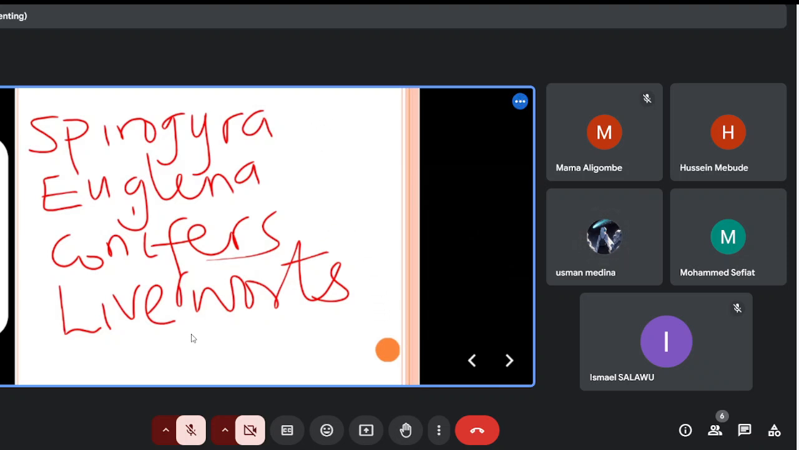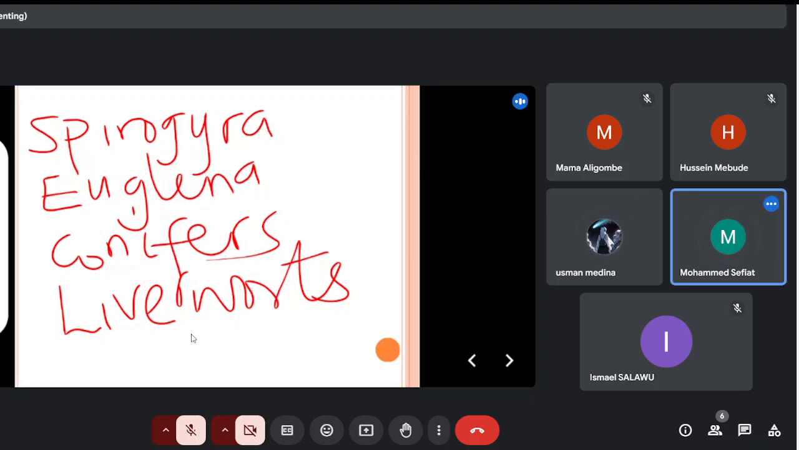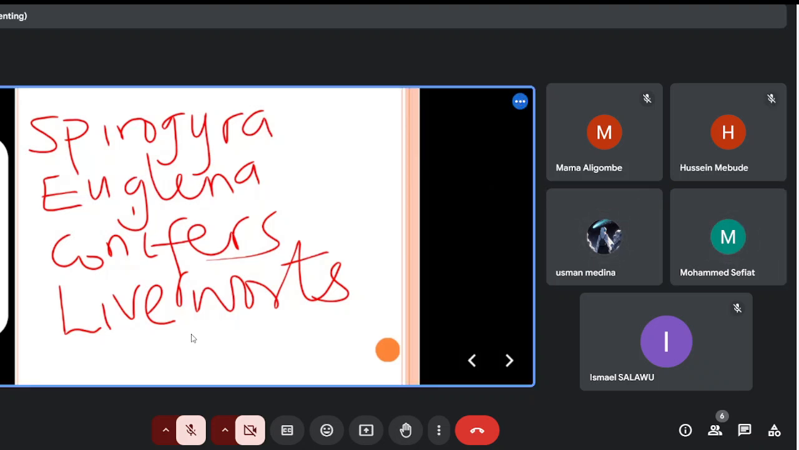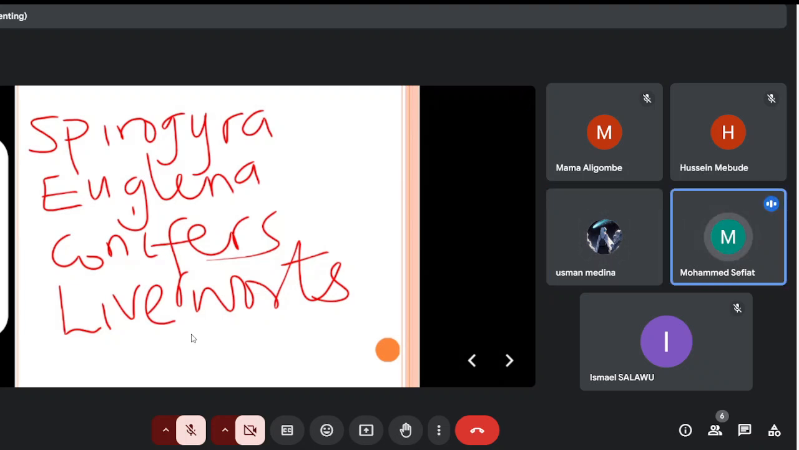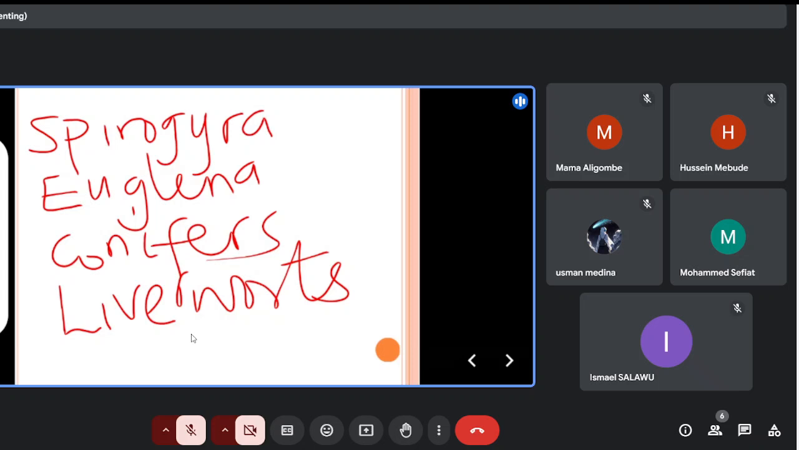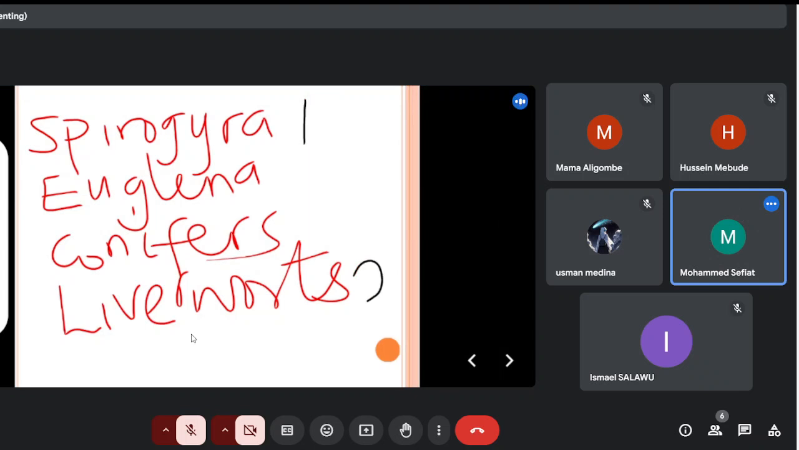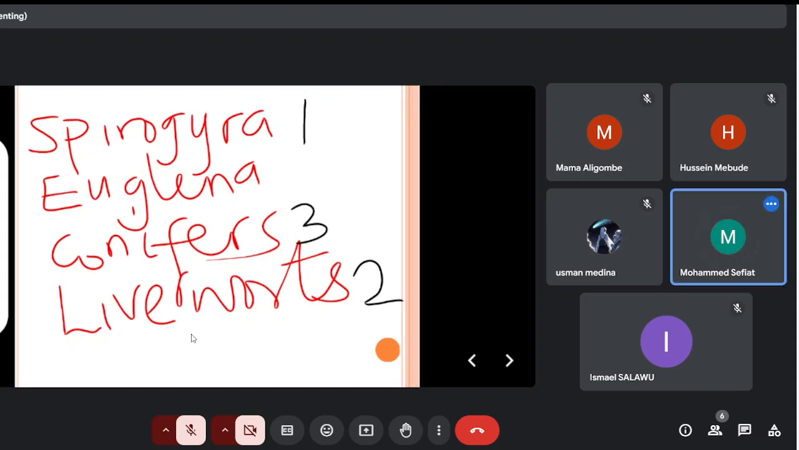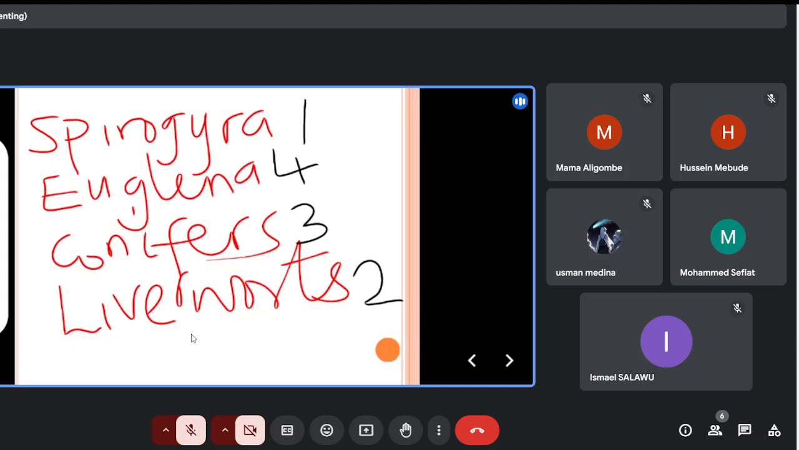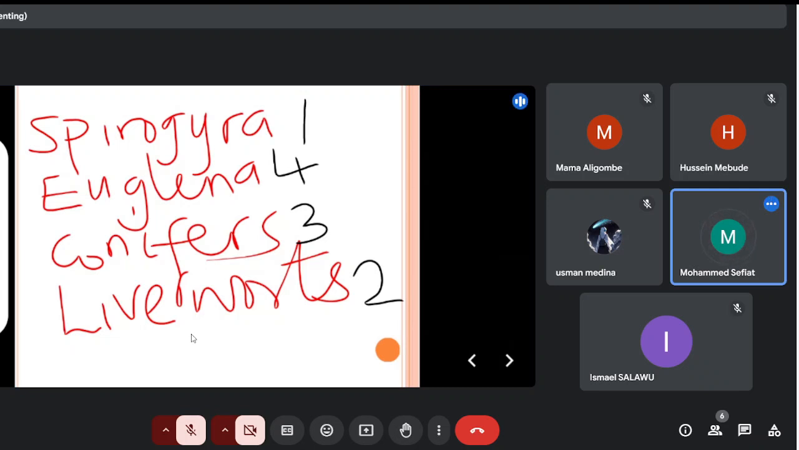So who is going next? Okay, is that Medina now? Dean, okay. Spirogyra goes first, liverworts 2, conifers 3, and Euglena 4. Is this increasing order of complexity, right? Yes, ma. From the lowest to the highest.